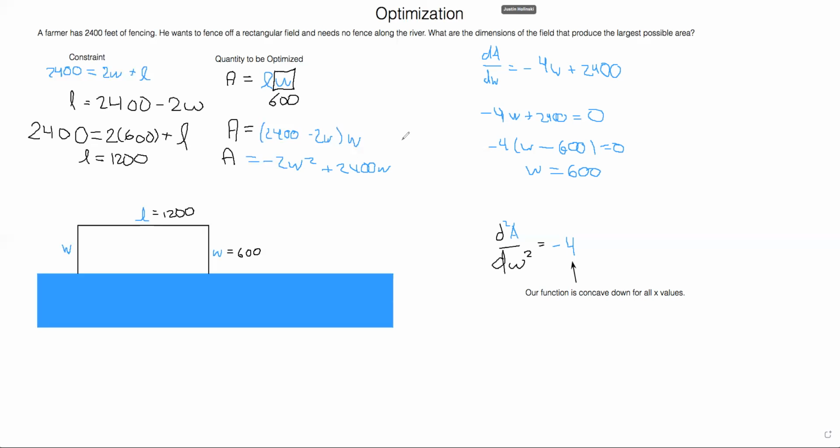Should we check it? Well, you checked it just now by doing the second derivative test. And 600 plus 600 plus 1200 is 2400. Perfect. So this was optimized in terms of maximizing it, right? Are we gonna go over minimizing? Yeah, definitely. Am I good to erase all of this? Yeah.